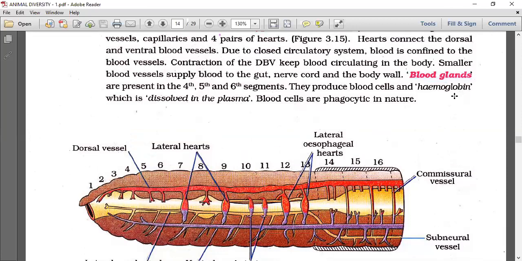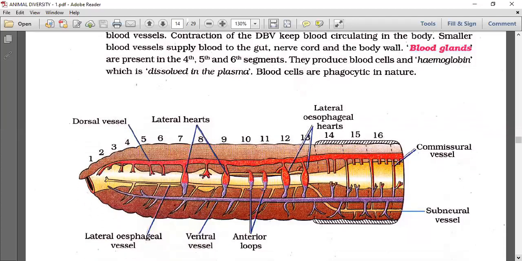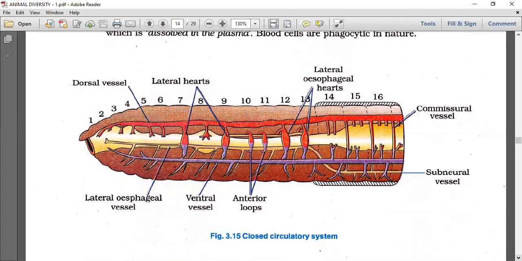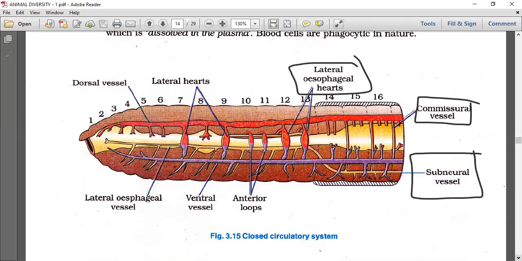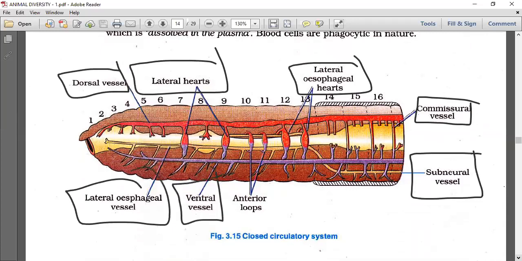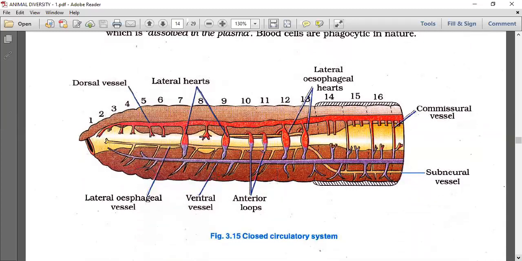And the blood cells are phagocytic in nature. Blood cells are phagocytic, that means microbe eating. If any microbe enters inside, they are going to eat it. This is about the circulatory system. Just focus on the diagram; there are so many other parts also, but whatever is given in the diagram, that only is enough for us: commissural, subneural, lateral esophageal, lateral heart, dorsal blood vessel, ventral blood vessel, lateral esophageal vessel, and anterior loop. These are enough. So that is about the circulatory system of earthworm.